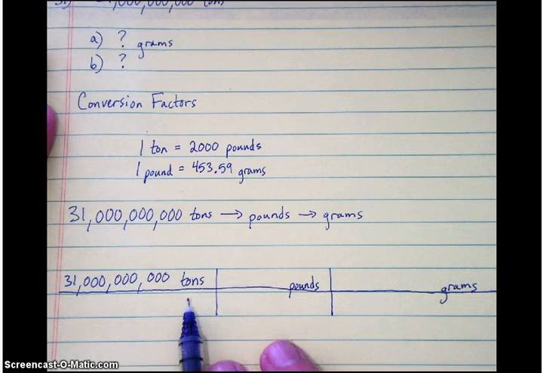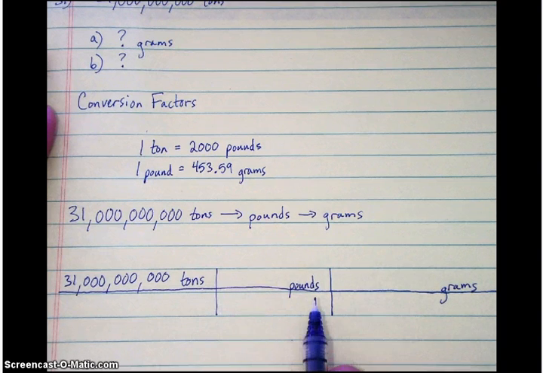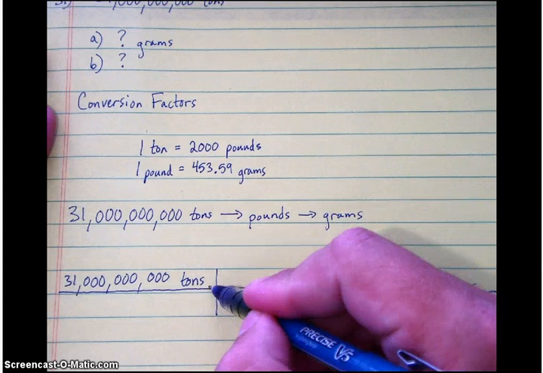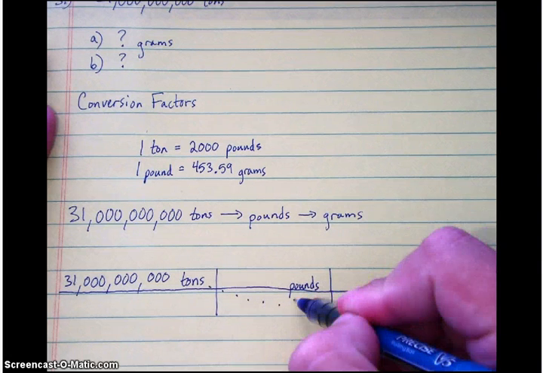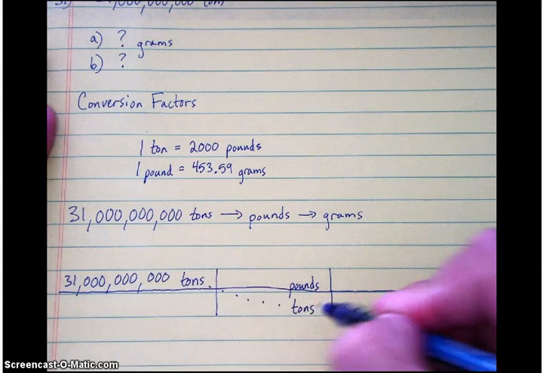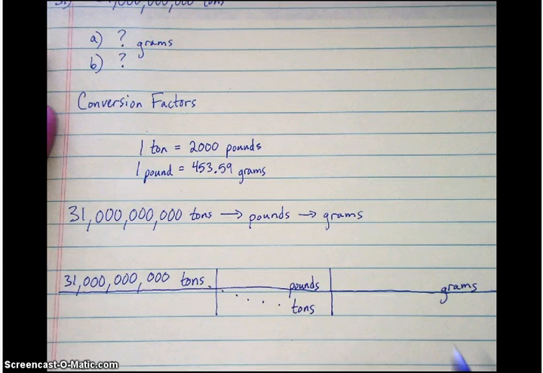So tons needs to be canceled out. It's going to be related to pounds, and so we're going to copy this unit diagonally down and left. We're going to do the same thing for pounds, because pounds can be related directly to grams.